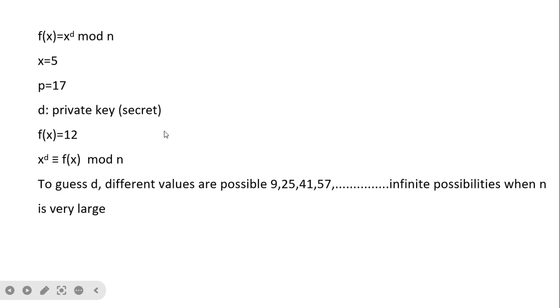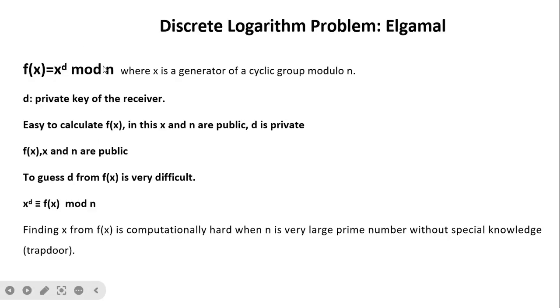Now for example, the p is 17, x is 5, f of x is 12. So for that, different values of d are possible: 9, 25, 41, 57. Infinite possibilities are there where n is very large. So it is very difficult to find the perfect value of d. So that is nothing but the discrete logarithm problem.